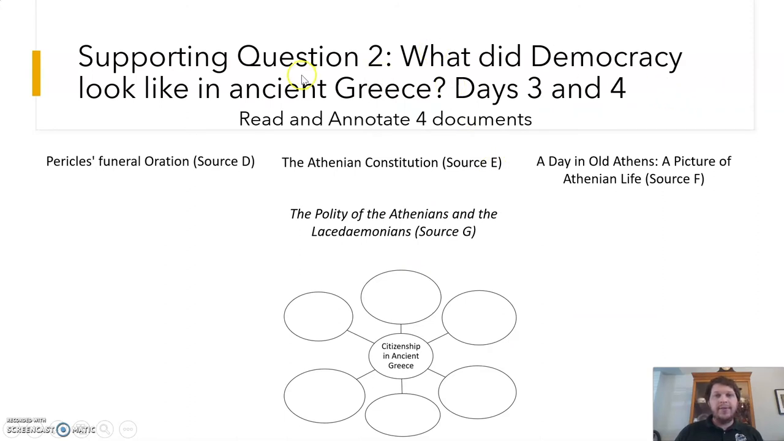Day 3 and 4, we switch gears and we take a deeper dive into democracy. There are 4 sources, source D, E, F, and G. And then your students are going to have to fill out a concept web. What I always try and do personally is do source D, E, and F in 1 day, and then I would do source G and the concept web the next day. So day 3, I would suggest doing these 3 sources, and day 4, source G and the concept web.